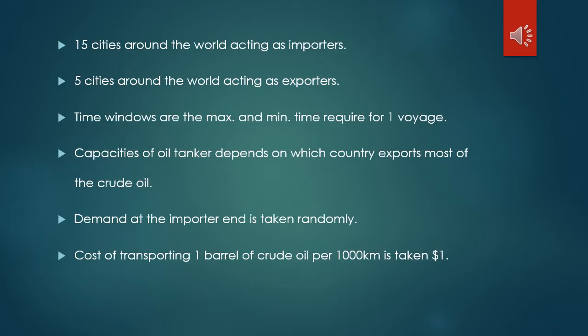15 cities around the world are selected randomly as importers of crude oil, and 5 major oil exporting cities are selected and they act as depots. The time windows are taken precisely by calculating the minimum time and maximum time required for the crude oil tanker to reach from its source to the destination. Capacities are taken in chronological order of oil reserve in specific cities. The demand of the importing cities is taken randomly. Also, $1 is the cost of shipping 1 barrel of crude oil for 1000 nautical miles.